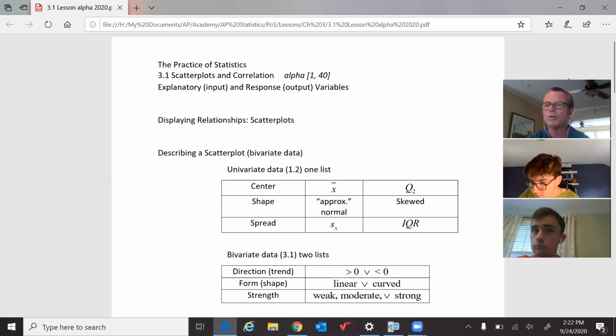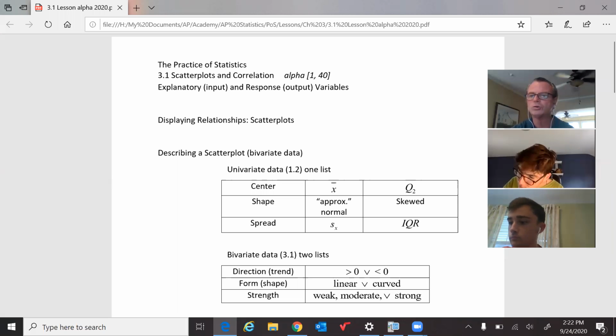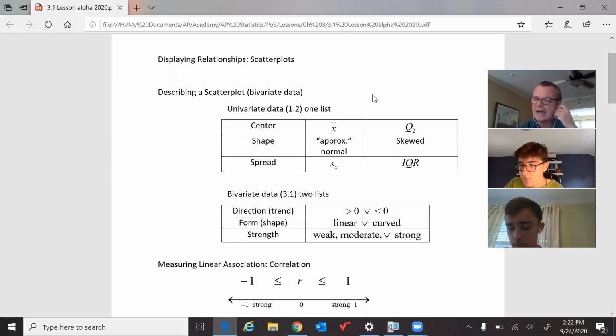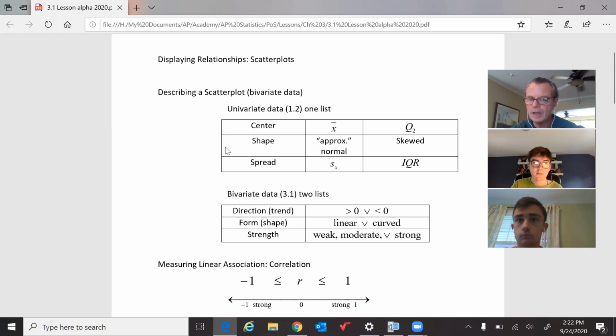So first thing is I want to call this distinction out to you. And I told you, describe is a code word. And you're going to get this code word on the AP test. But I made this point a little too well a few years ago. Ready? I say describe, you say center, shape, spread. Center, shape, variability. Except that's for data that fits in one list. And that's what your assessment's on Wednesday. But starting today, we're dealing with bivariate data.